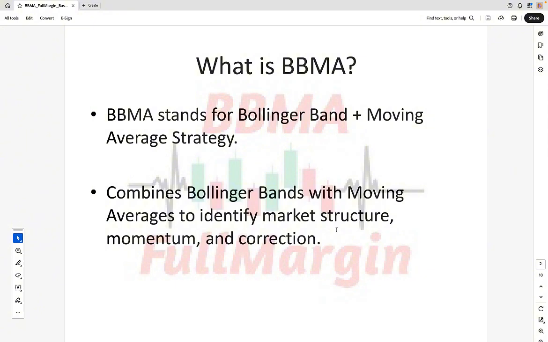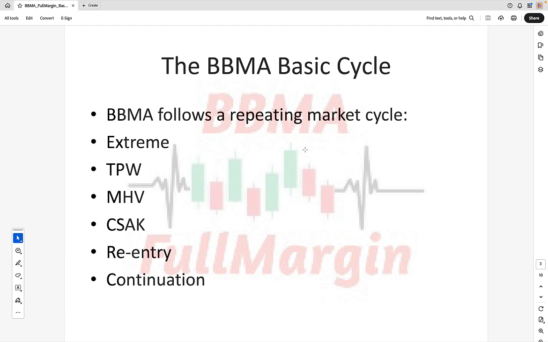So what is BBMA? Basically, BBMA is a combination of Bollinger Bands, as the name suggests, and moving averages. We use this to identify market structure, momentum and correction of the market. Correction in a sense when the market is trending and it retraces a bit until MA510 low or MA510 high, depending on the situation, buy or sell. It shows that it's correcting the market and then follows the main trend. So this is the basic BBMA cycle.